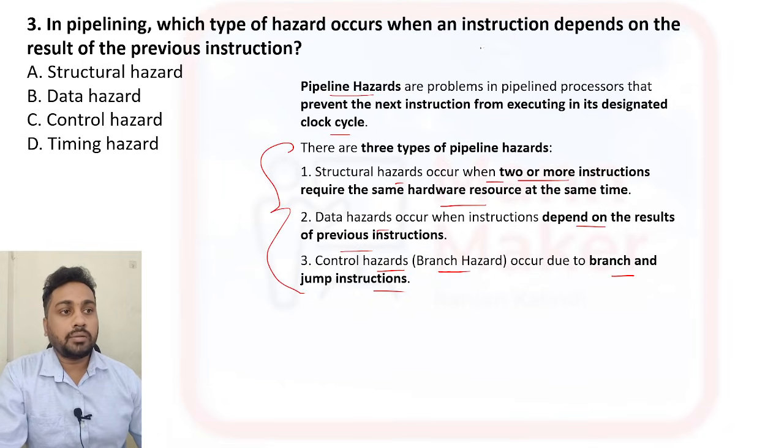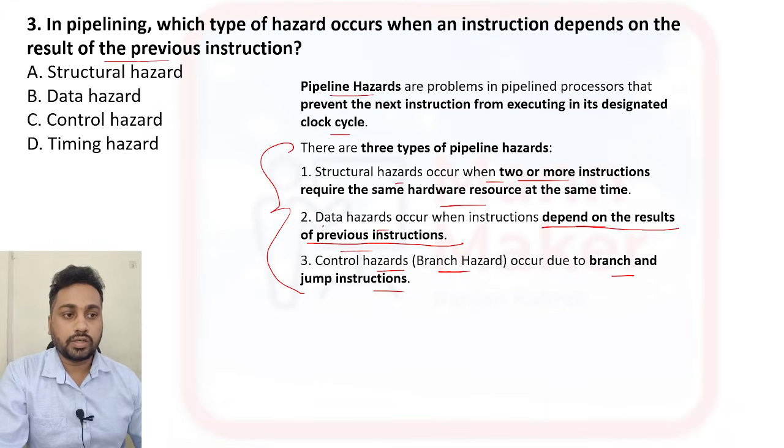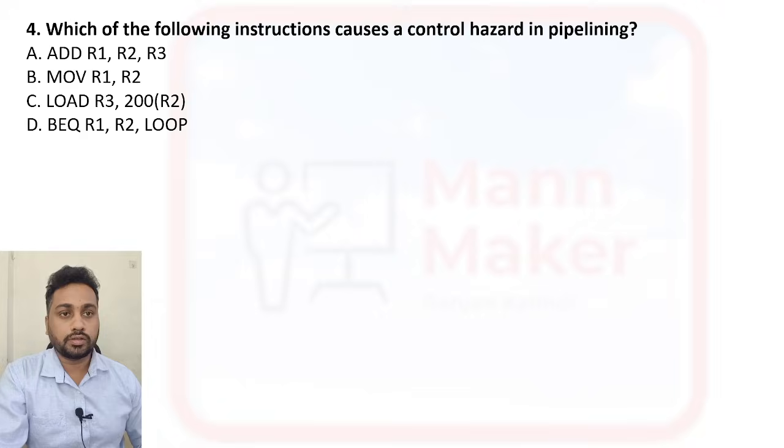In this question they have asked about an instruction depending on the result of the previous instruction, so it is related to the data hazard. Option B is your right answer. Apart from that, just remember these points, they are also important. Which of the following instructions causes a control hazard in a pipeline?